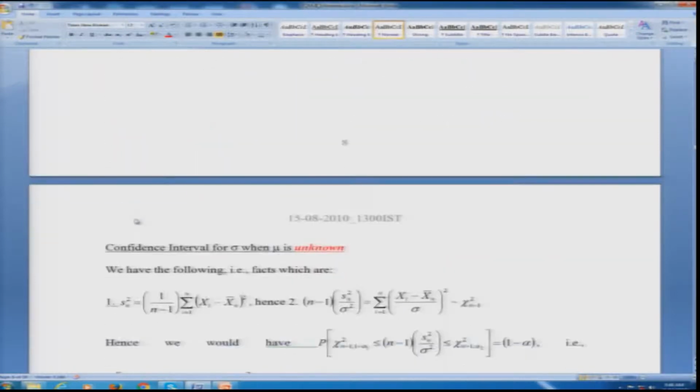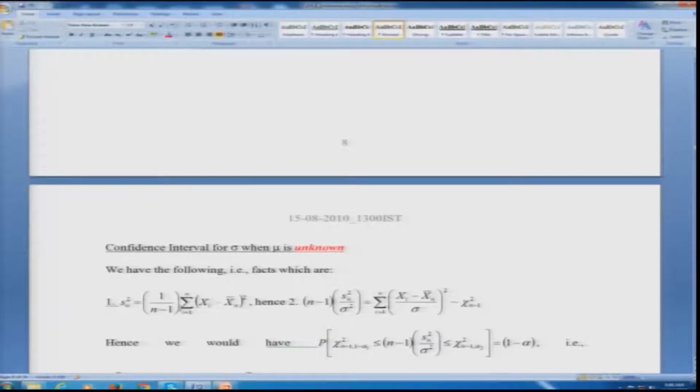Now, we want to find the confidence interval for the standard deviation given the population mean is unknown. The moment the population mean is unknown, obviously we would not be using S dash, but we will be using S without the dash. So, in that case S squared becomes 1 by n minus 1 times the summation, which remains as it is, but here mu is replaced by the sample mean.